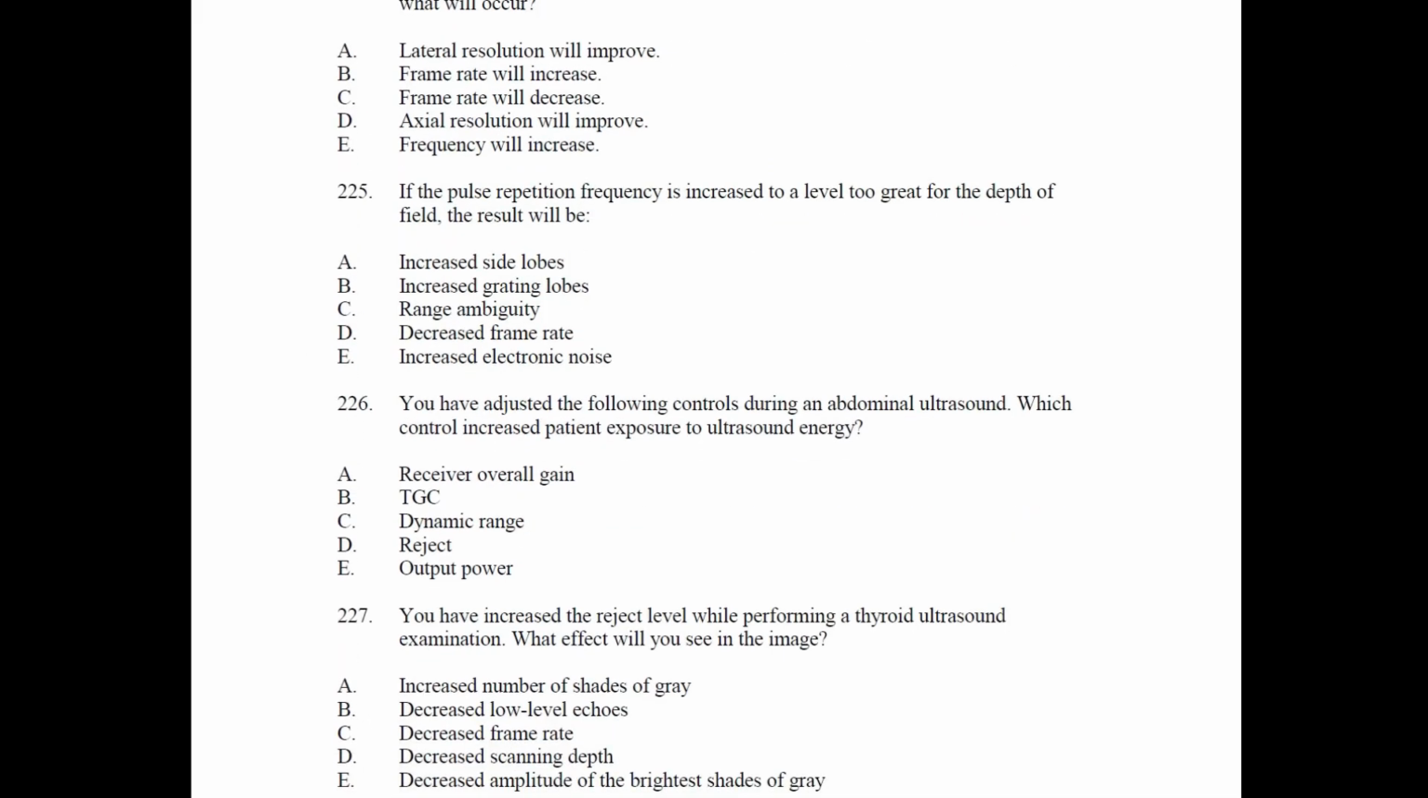Next, let's move on and look at question number 225. This question is also related to PRF. This question asks what kind of result will occur if you increase the PRF excessively. If we look for the correct answer right away, we can choose option C. In everyday terms, we usually call this range ambiguity.